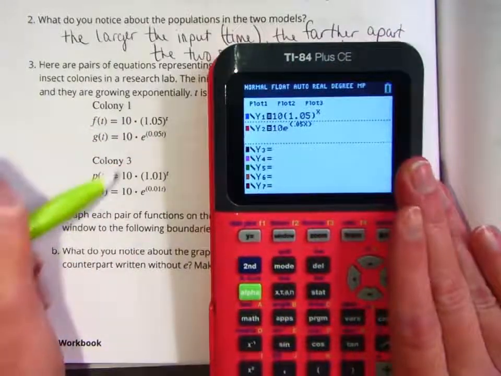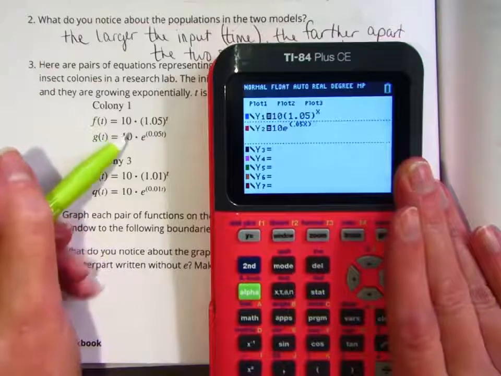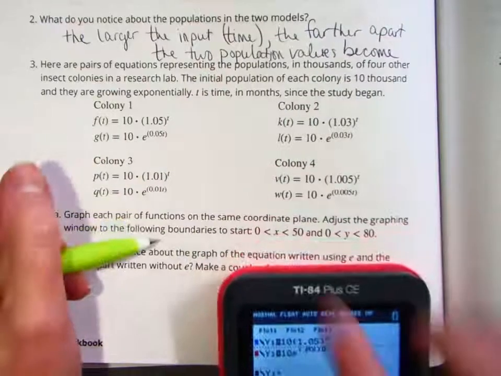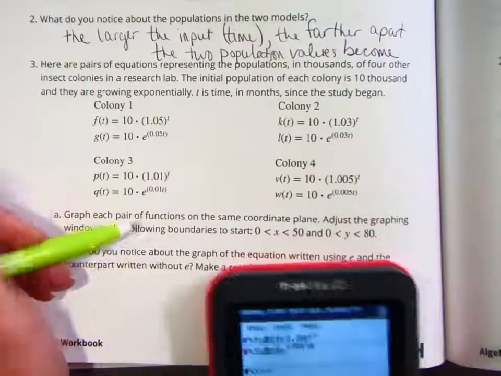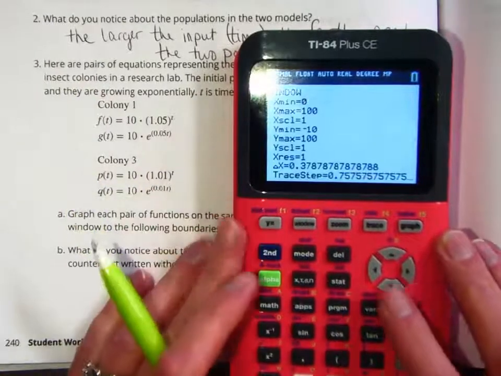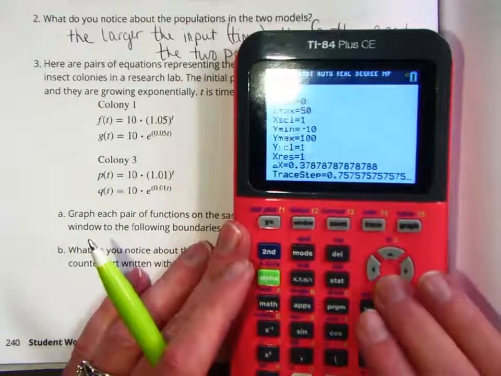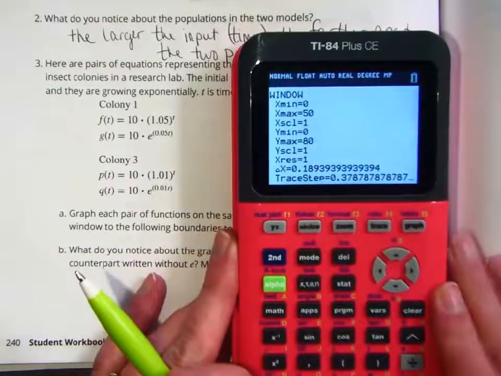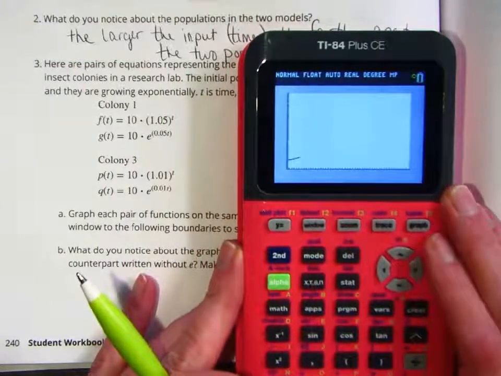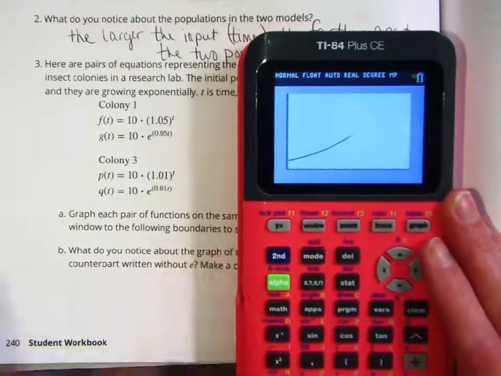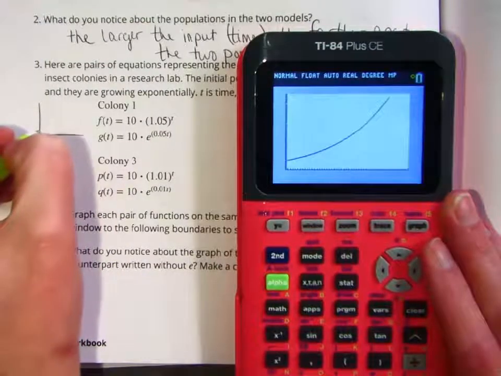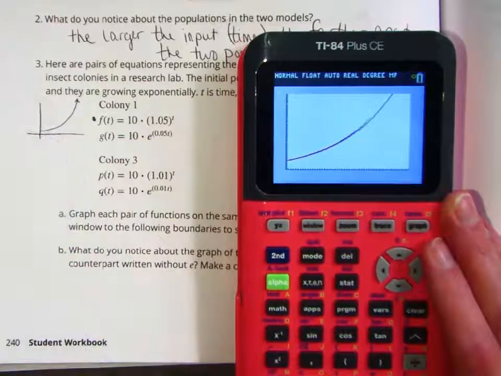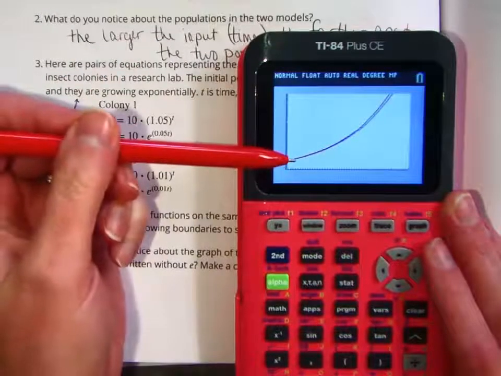Sorry, that glare was pretty rough. So I put in my first colony 1 equation, my second colony 1 equation in the same coordinate grid, and it asks me to have my x's from 0 to 50 and my y's from 0 to 80. So I'm going to go to my window, my x's from 0 to 50, my y's from 0 to 80. This way we're all looking at the same kind of window of information. And here's my first graph, in black.